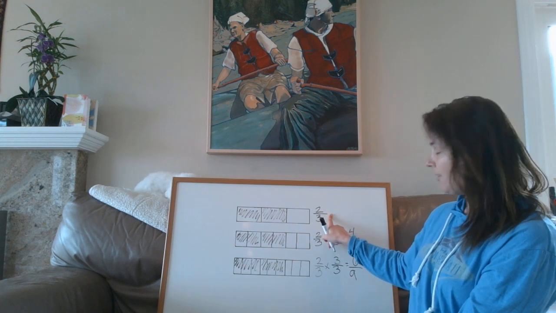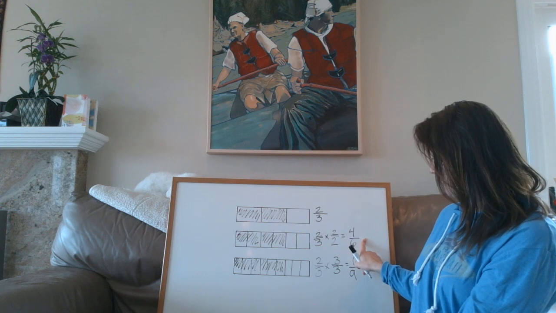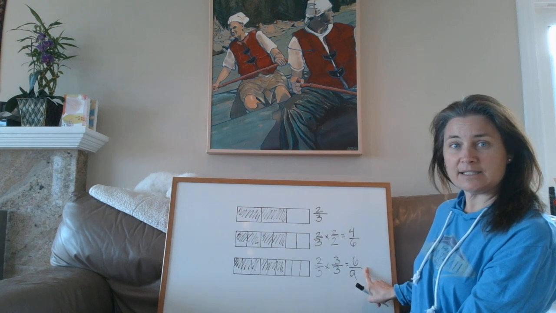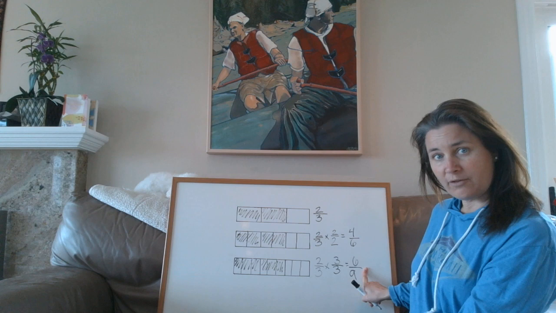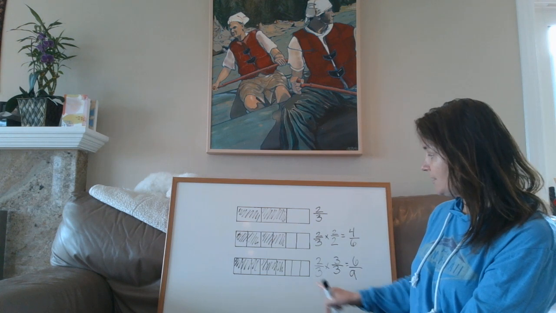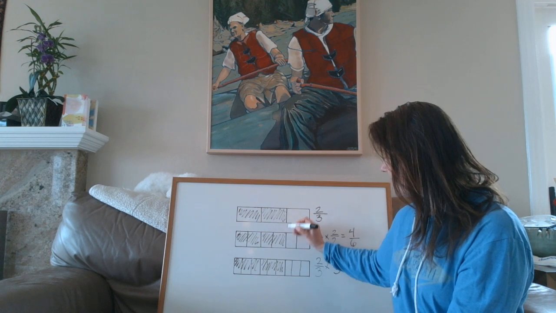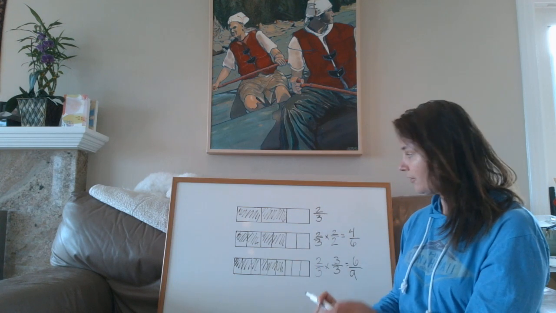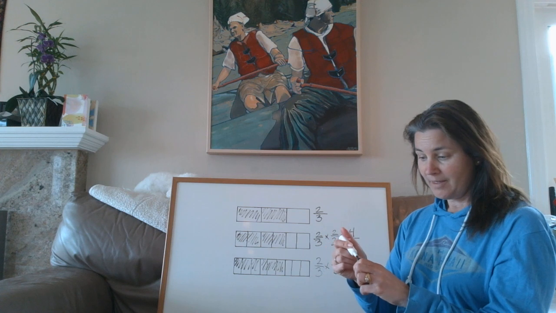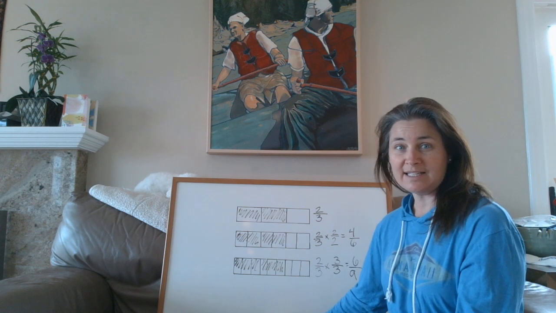So each of these fractions, 2/3, 4/6, 6/9, are all what we call equivalent fractions because they represent the same total amount. They all fill up this much of the bar graph. So that's the work you're going to be doing today.